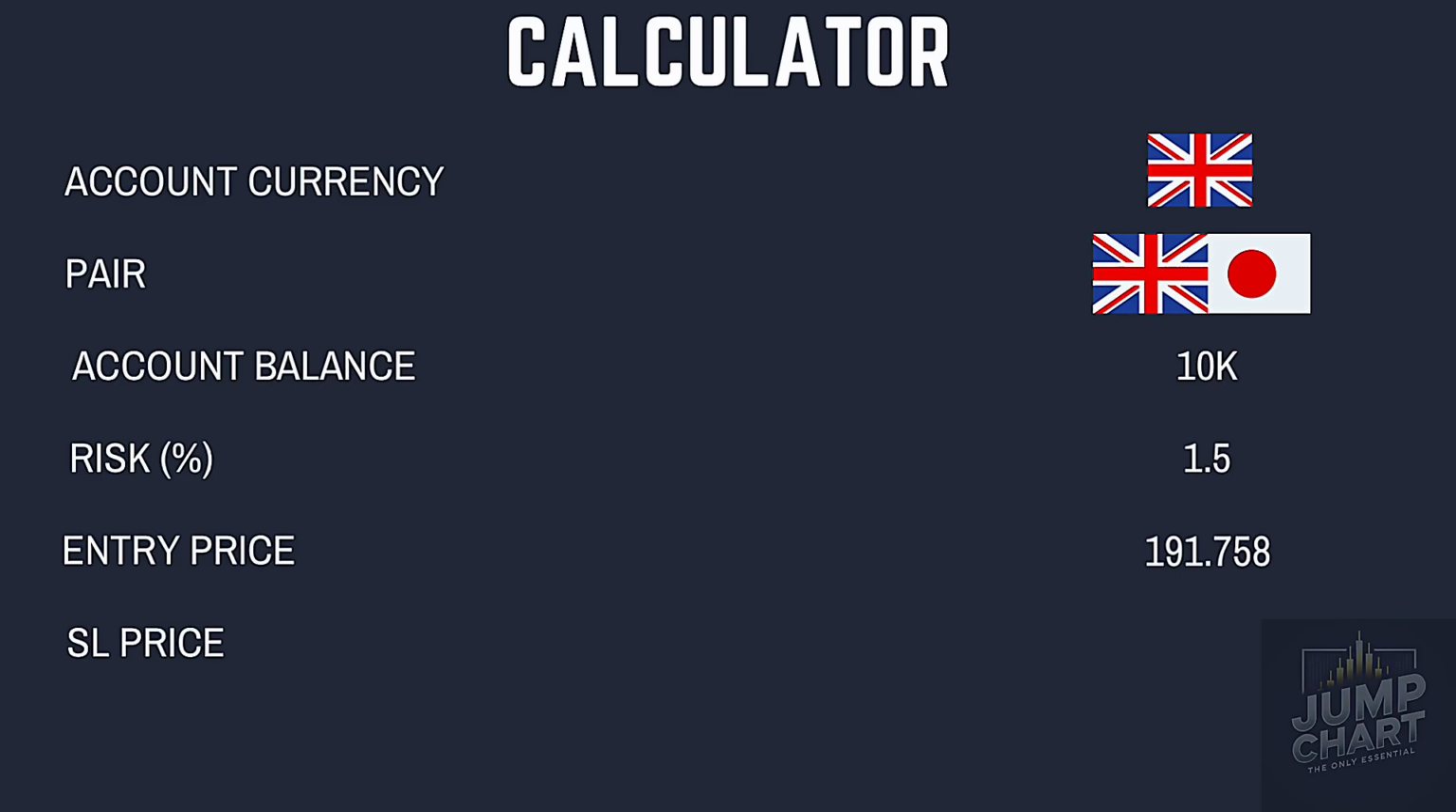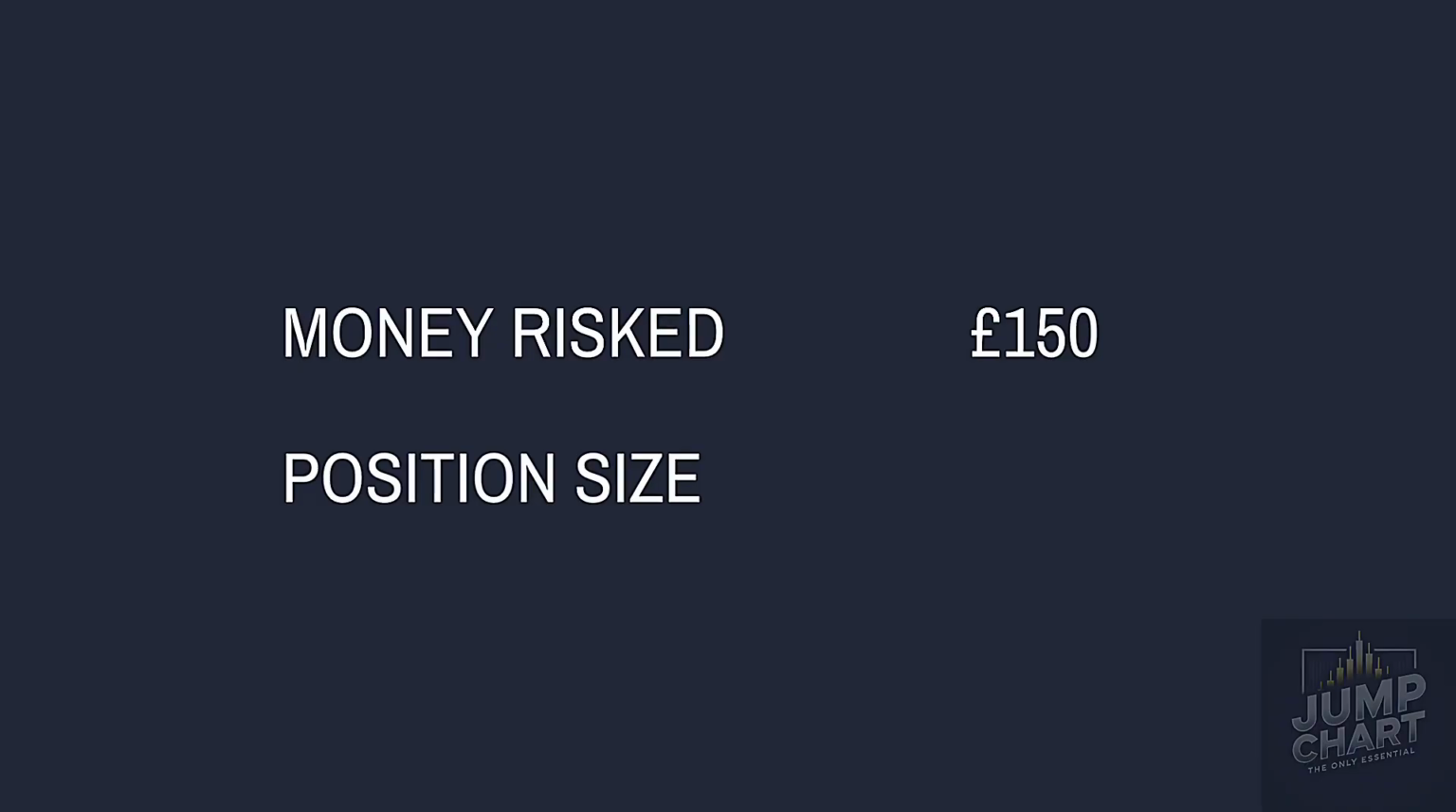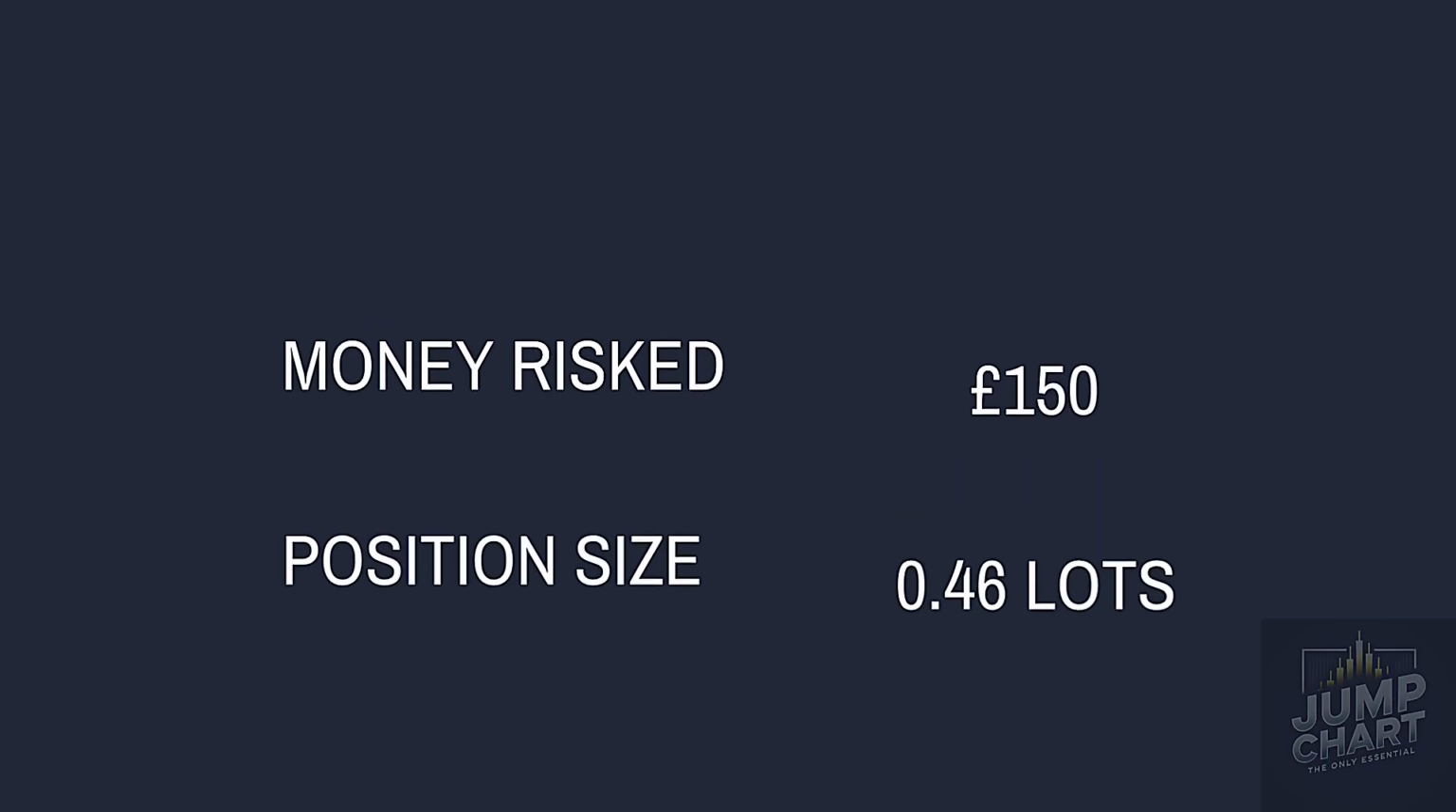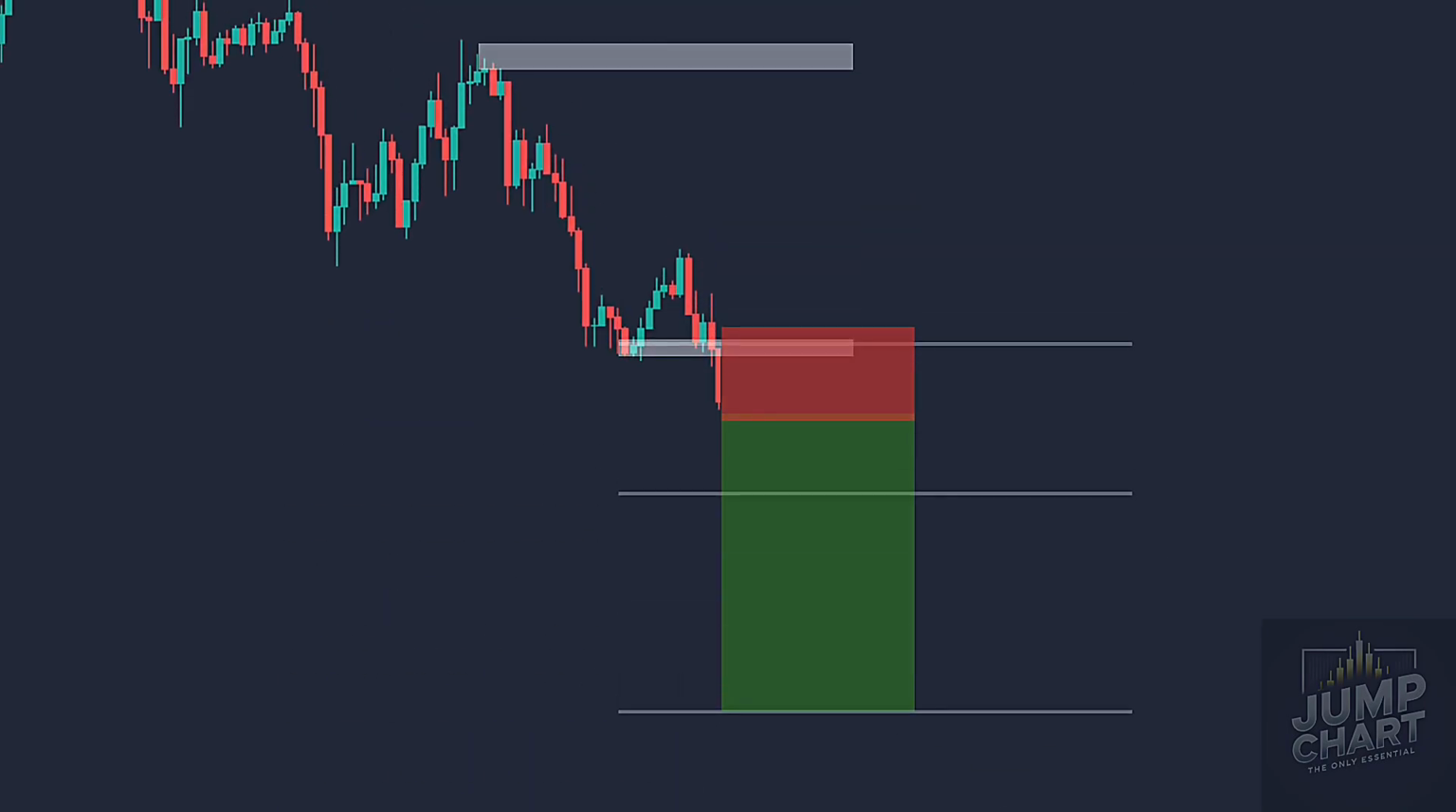Our entry price is set at 191.758 and the stop loss is placed at 192.408. This gives us a stop distance of 65 pips. Based on this input, the calculator tells us our optimal position size is 0.46 lots. This means if price were to go directly from our entry point to our stop loss without any scaling out, the maximum possible loss would be £150.